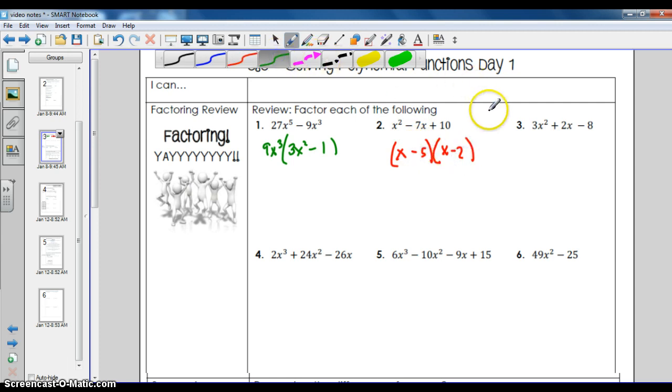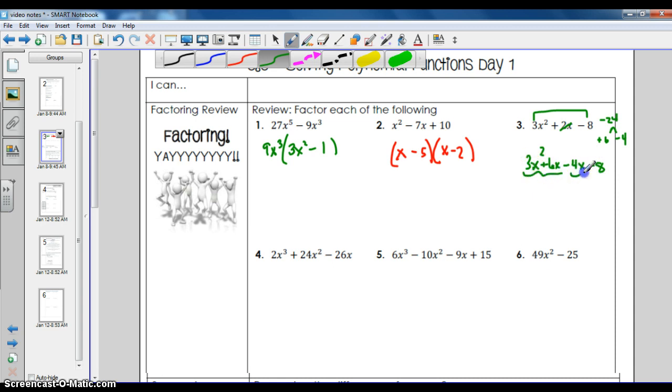Over here is the long method, so taking the first term times the last term to get negative 24. Factors of negative 24 that add to get 2 are positive 6 and negative 4. So then we want to group our first term, adding in the positive 6x and the negative 4x to replace the middle, and then bring down that last term.